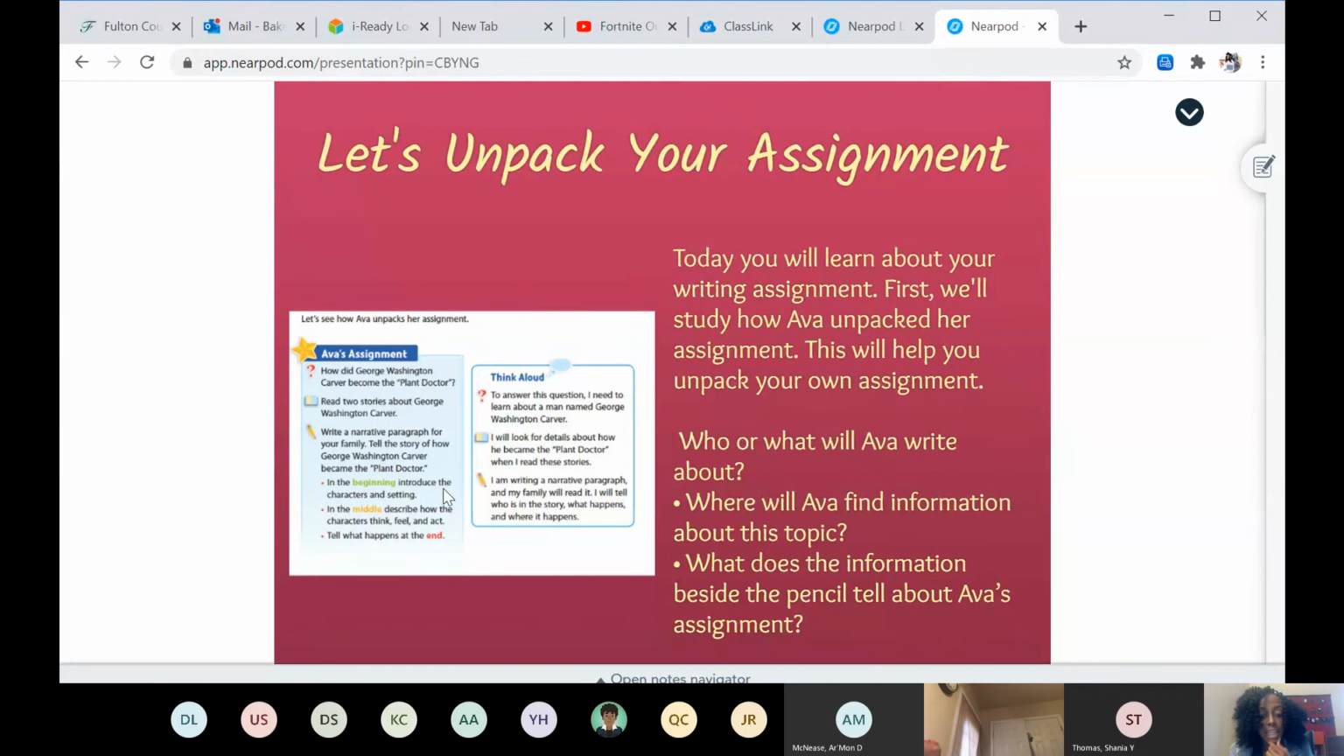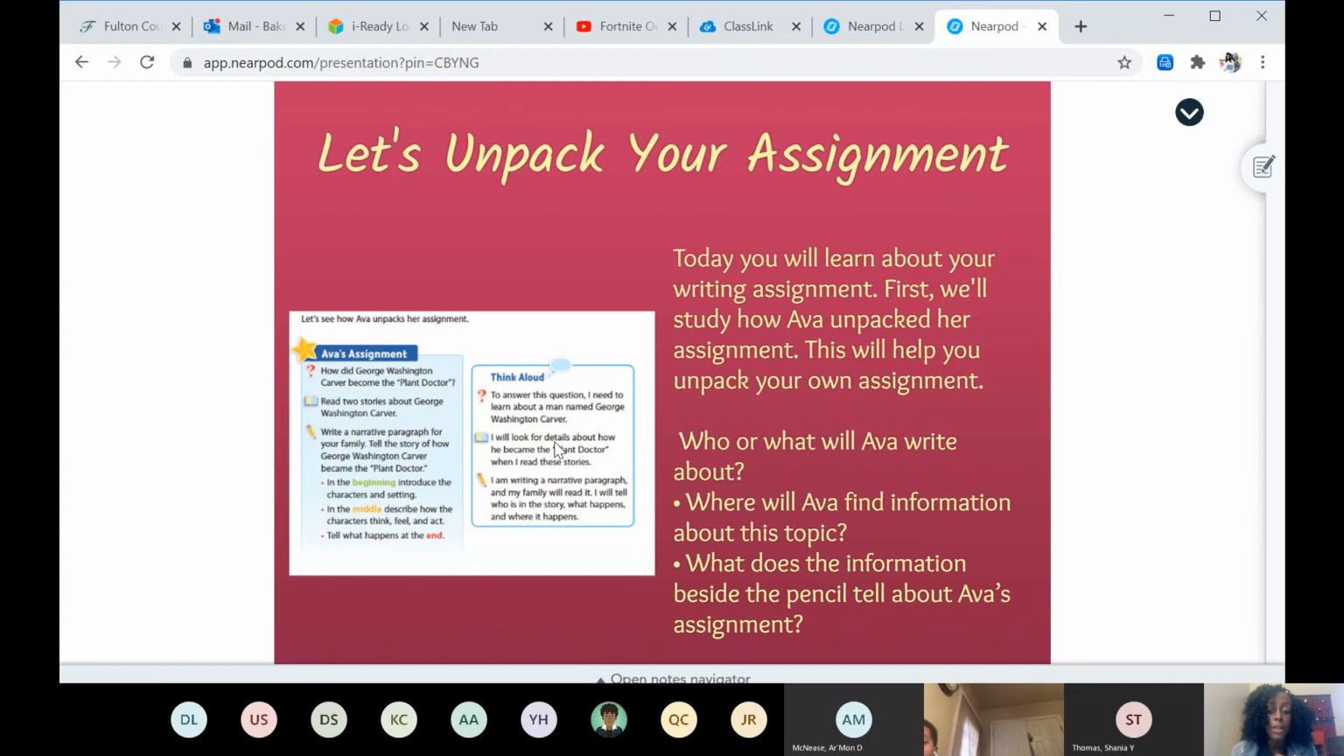In the beginning, introduce the characters and the setting. In the middle, describe how the characters think, feel, and act, and tell what happens at the end. So some of her think aloud questions. To answer this question, I need to learn about a man named George Washington Carver. So for example, your assignment is going to be to write about Helen Keller. So that means you will have to read 2 stories, which we're about to read together, about Helen Keller.